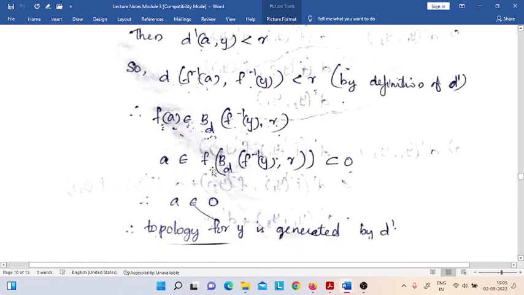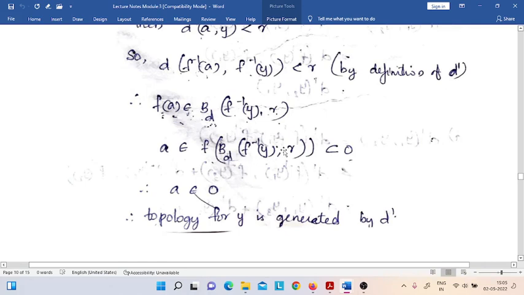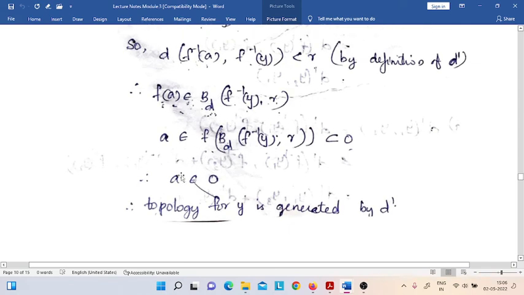And this shows that a is an element of f of B_d of f inverse of y. Therefore, since we have f inverse, we apply f on both sides. This statement must be corrected: here you have to put f inverse of a, and then after getting this, you can apply f on both sides. So f of f inverse of a equals a. Thus a is an element of f of B_d of f inverse of y, r, which is a subset of O, and that means a is an element of O.